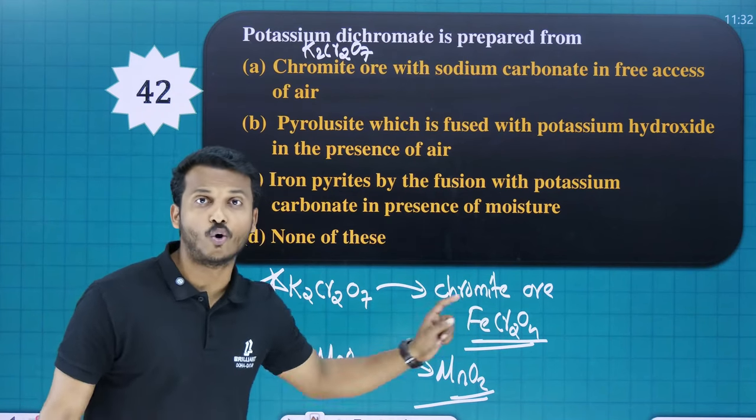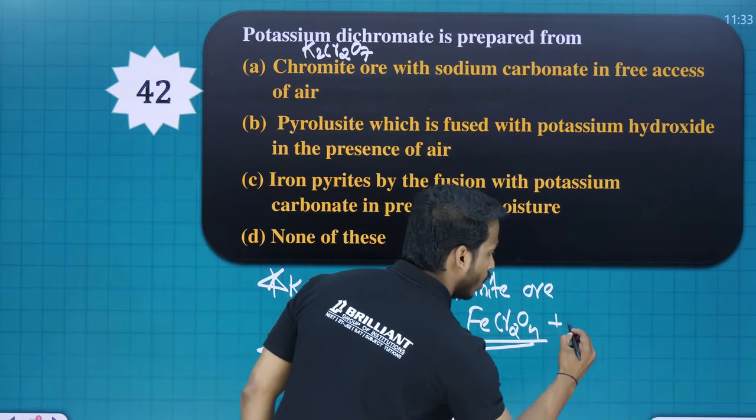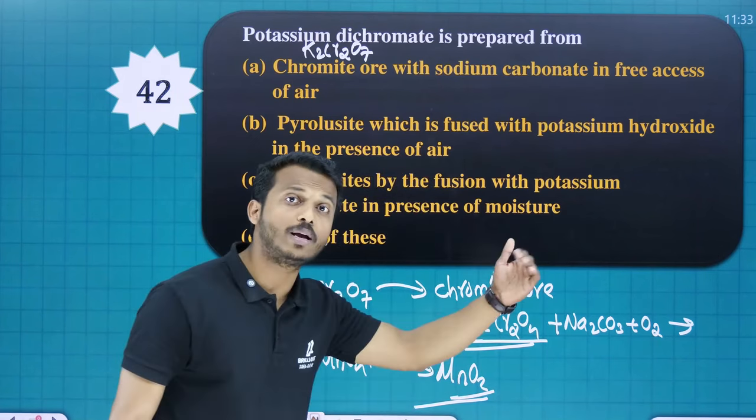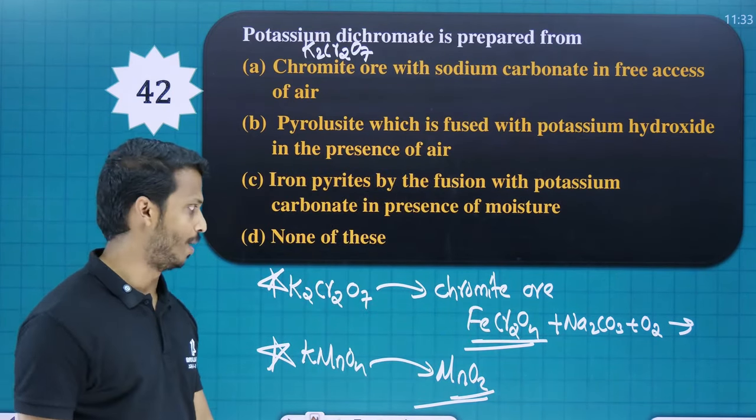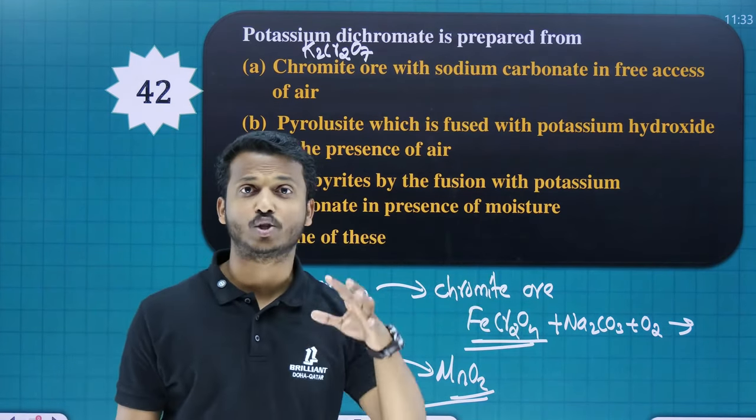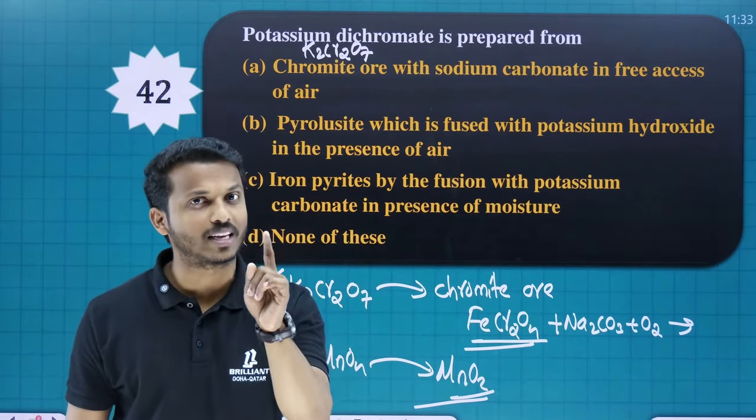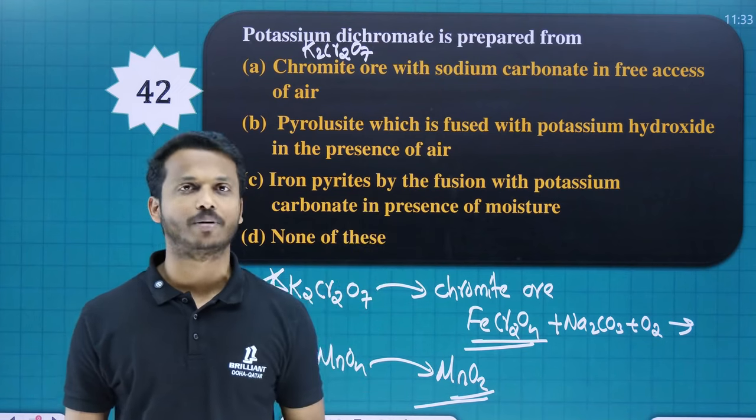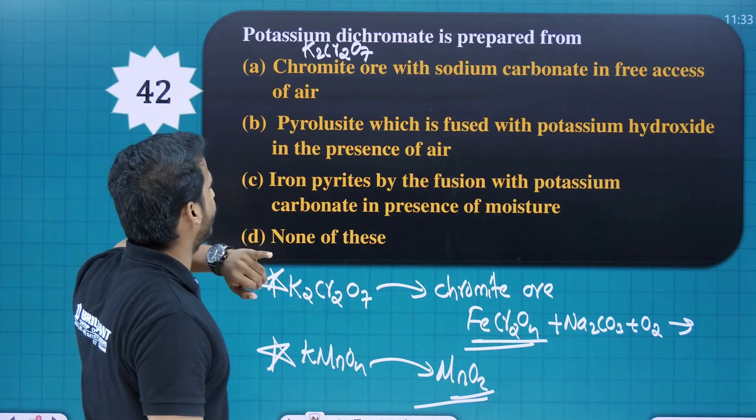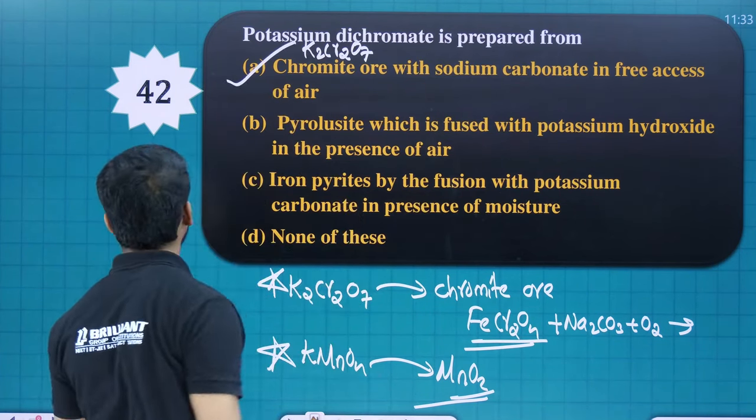The chromite ore, first we treat with sodium carbonate and oxygen, right? It becomes what? Sodium chromate. Sodium chromate, second step, we treat with what? Acid, H2SO4. It becomes sodium dichromate. Sodium dichromate, when you treat with KCl in the third step, it becomes potassium dichromate. Please study the preparation. Potassium dichromate is prepared from chromite ore with sodium carbonate and free excess of air.